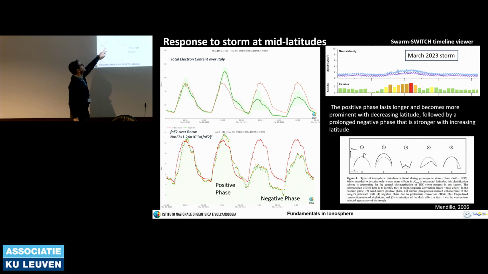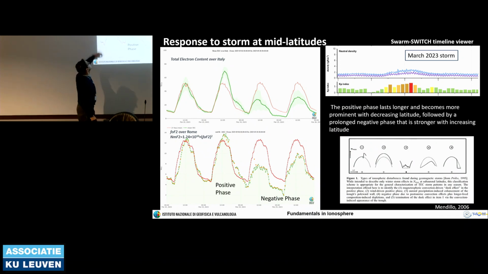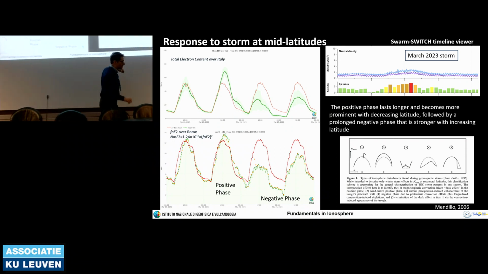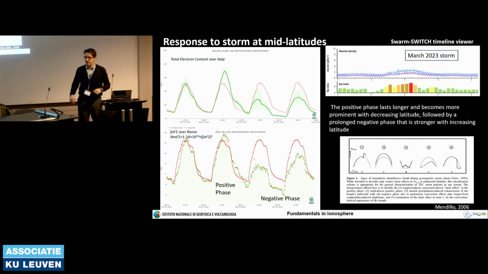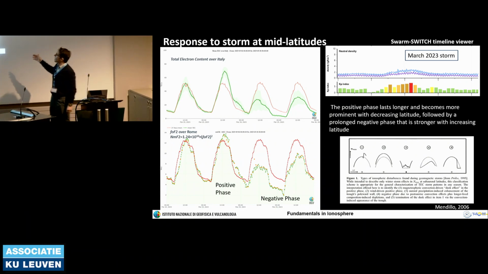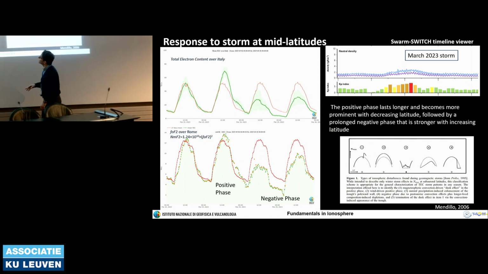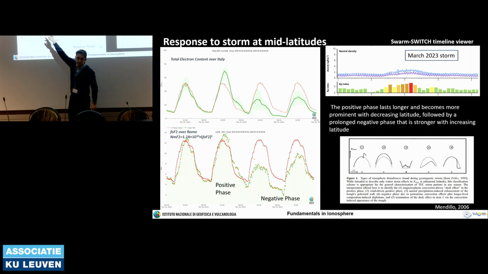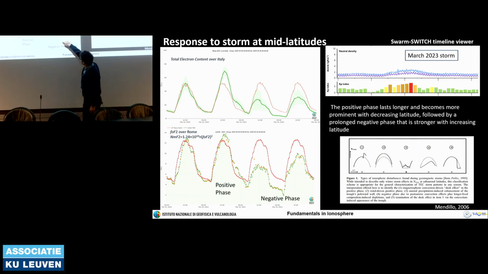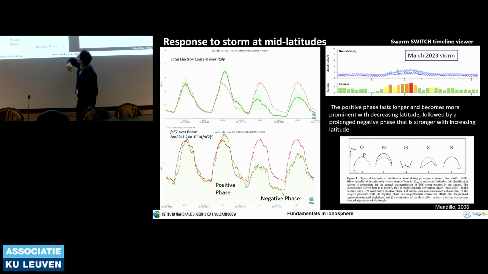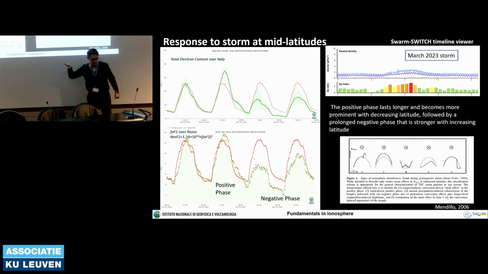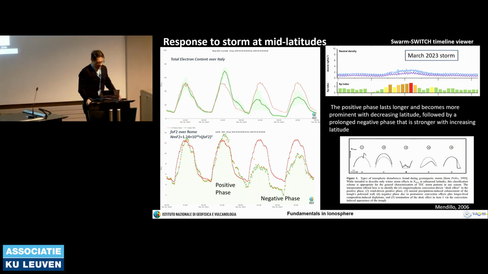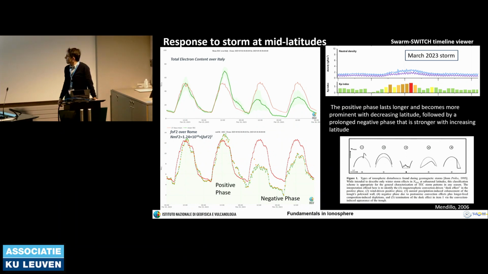There is a good agreement between the actual behavior and the median behavior, while there are negative and positive variations when the storm starts. In particular, you have a positive phase first, so there is an extra ionization with respect to the median behavior, and then there is lesser ionization with respect to the median value in the second part of the storm. And this is quite a regular response of the mid-latitude ionosphere to a geomagnetic storm.